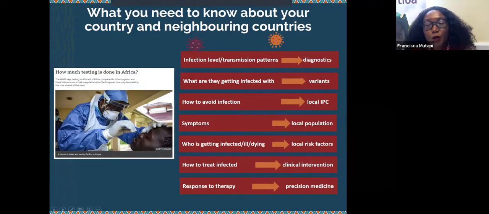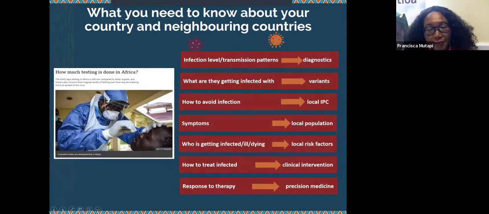You need to know how to avoid infection. The way you do this is you understand the transmission patterns and the transmission dynamics. Once you know those, you want to cut that chain of transmission through avoidance, and you do that using your local infection prevention and control strategies. These are your mitigation strategies.